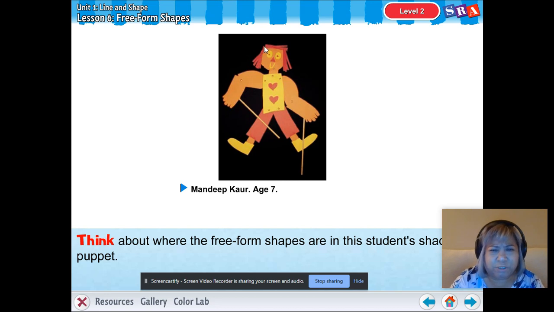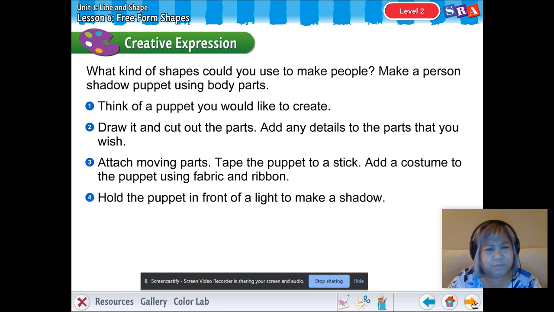I see freeform shapes in the hair, freeform shapes in the fingers and the arms, freeform shapes in the foot. I see geometric shapes for the pants, and I see a geometric shape for this. So what kind of shapes could you use to make people?